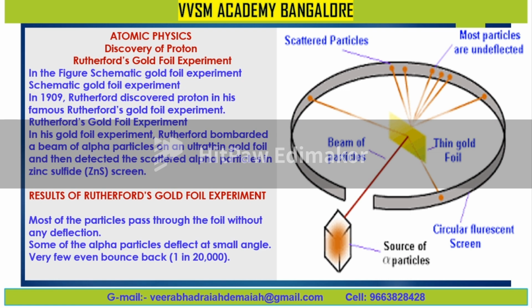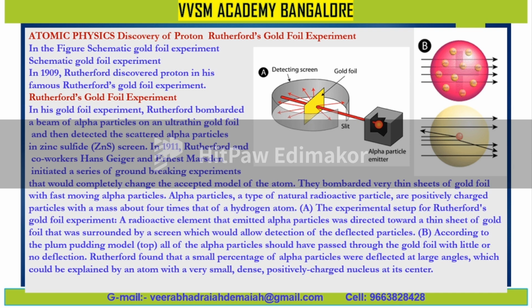Some of the alpha particles deflect at small angles. Very few even bounce back, about 1 in 20,000. This is the famous gold foil experiment of Rutherford. In atomic physics, the important thing is the detecting screen observed here in the gold foil experiment.